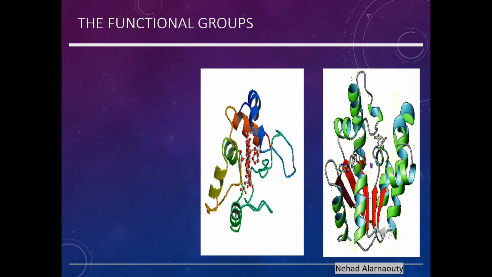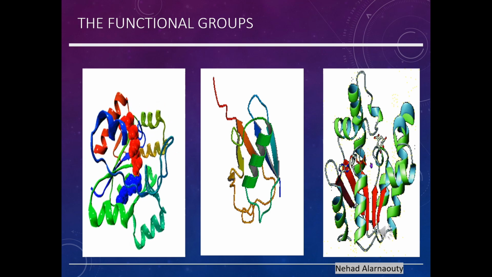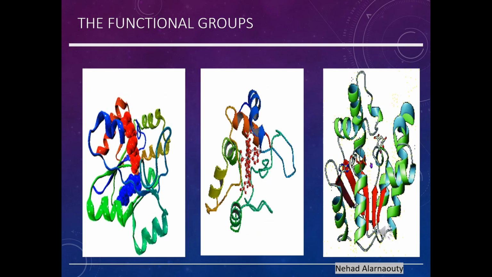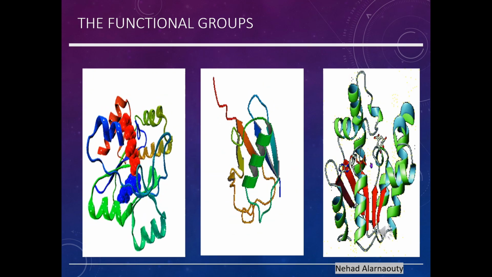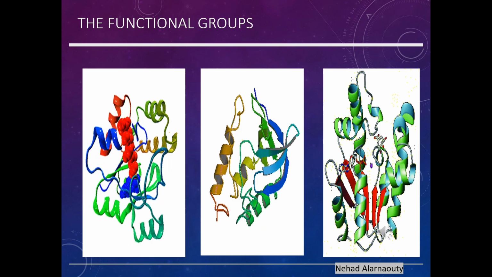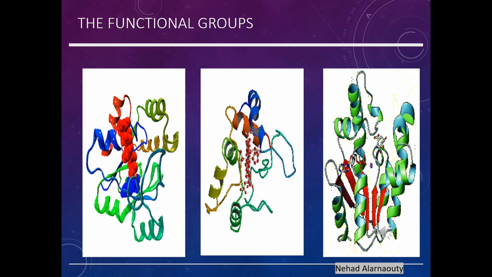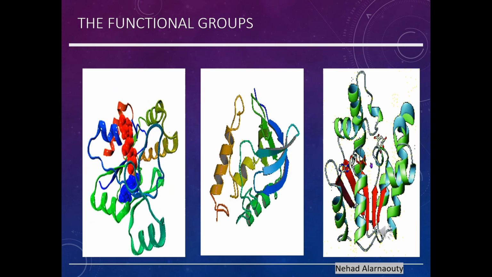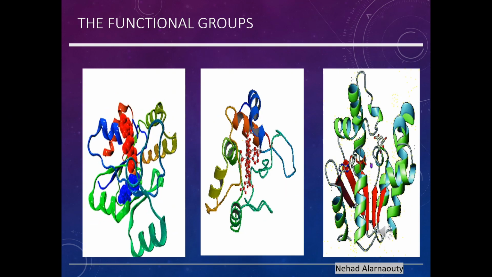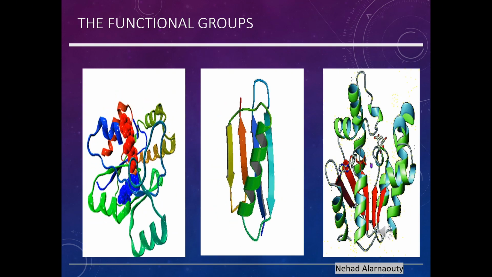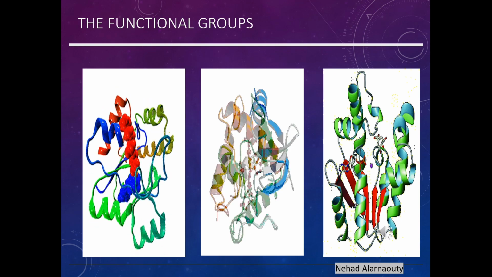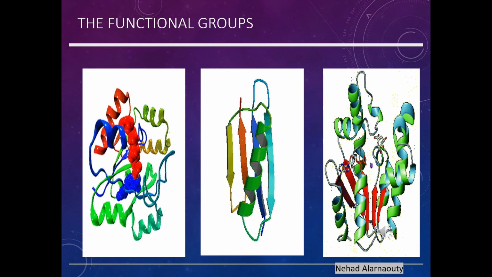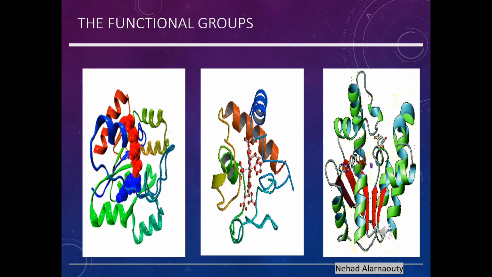The organic molecules are carbon-based molecules, where the majority of their structure is carbon. Here we have three protein molecules. How can I differentiate between them? The majority of the protein is carbon. As we said, the four biological macromolecules are carbon-based molecules, so the majority is carbon, bonded with some hydrogen, maybe some oxygen, and so on. So how can I know that this is one protein and this is another protein, and so on?